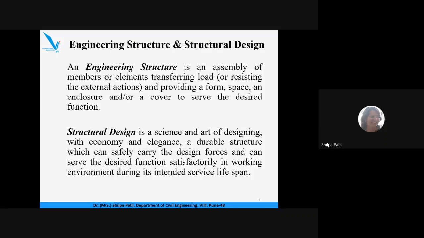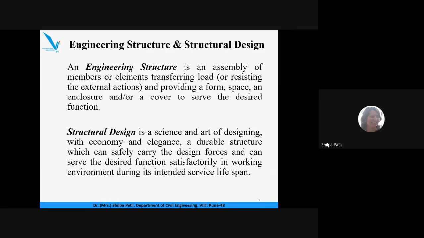It should be a durable structure. Now, can you define durability, or what do you understand by the word durable? Long lasting. Okay, long lasting. Fine. It is a very short definition of the term durable, but actually it is the correct definition.